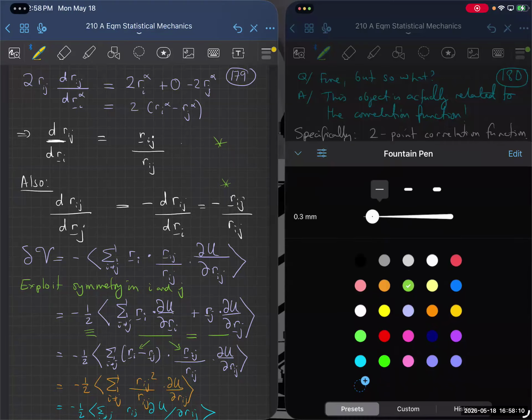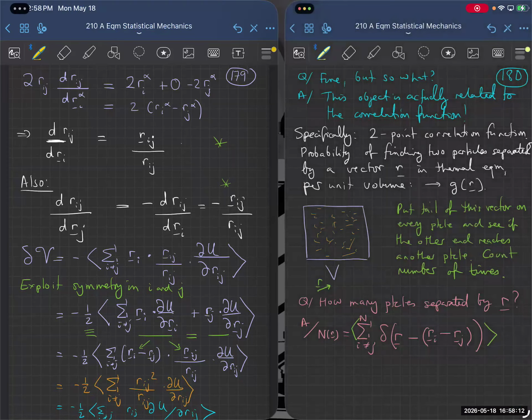So in doing this, I've counted many different particle separations. How many particle separations have I encountered? Well, in this sum here, the number of terms is equal to n for i, and then j can't be equal to i, so that's times n minus 1. So there's n times n minus 1 terms.